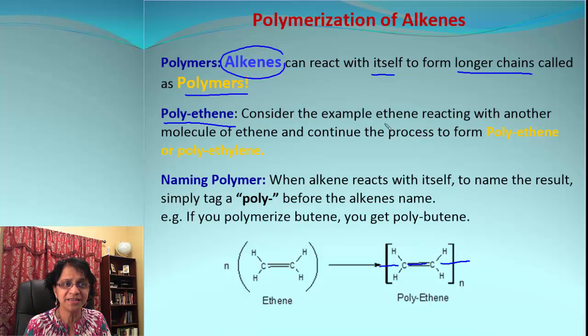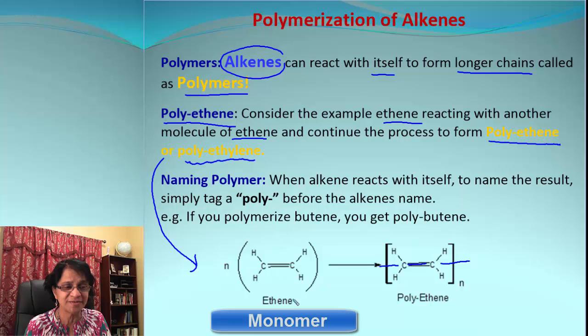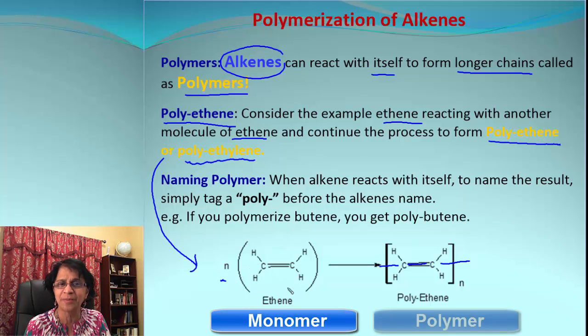So we have ethene molecules reacting with another molecule of ethene, and that continues on and on till we get a polyethylene molecule. Here is the reaction of polymerization. So that's our ethene molecule, and we put n here. That means we have many molecules of ethene present, and those are reacting with themselves. So the double bond opens up and the molecules react with each other, thus forming a chain. This is the way we represent polyethylene.